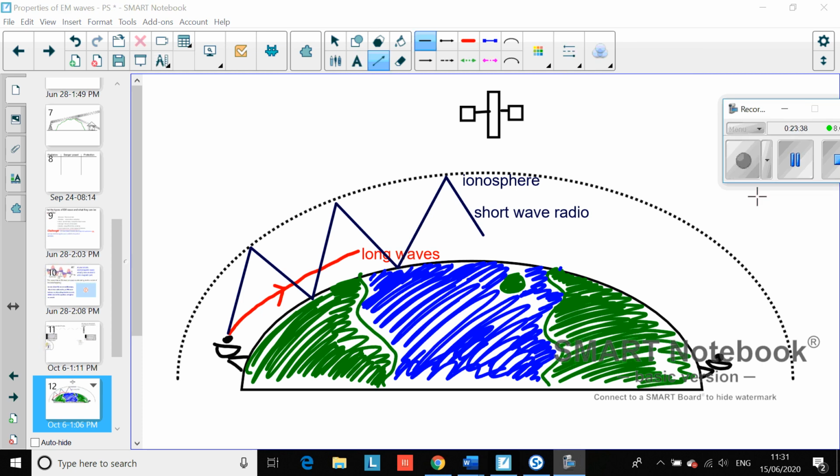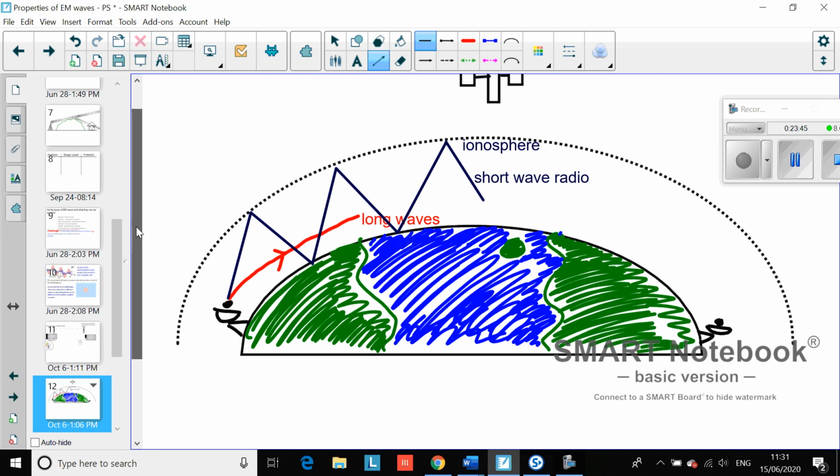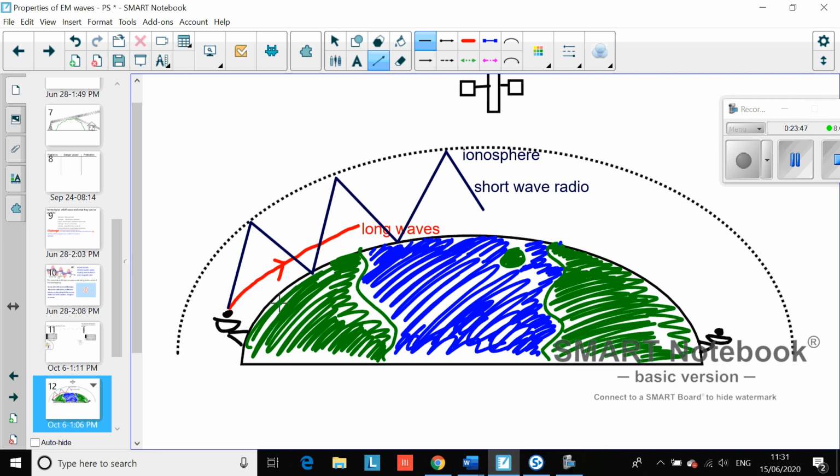Okay, welcome back. So, as you might have spotted, we're unable to communicate all the way around the world because the curve of the Earth prevents that. You need to have line of sight. You need to be able to see where you're sending the signal. Now, obviously, radio waves can't do that because long waves can't bend around the Earth, and short waves eventually will be absorbed by the ionosphere or the atmosphere or the Earth.